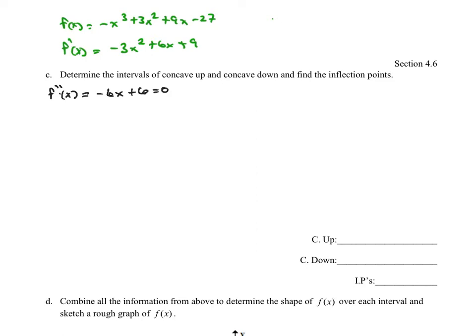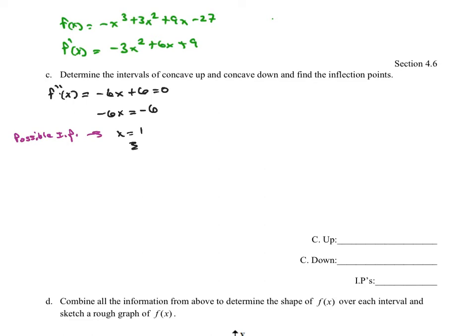Again, I need to set this equal to 0 or undefined. It's never undefined because it's a polynomial, so I set it equal to 0. Subtract 6 from both sides, I'd have negative 6x equals negative 6. Divide both sides by negative 6, and I'd have x equals a positive 1. Again, this is a possible inflection point. This is not a critical number or critical value. This is a possible inflection point.